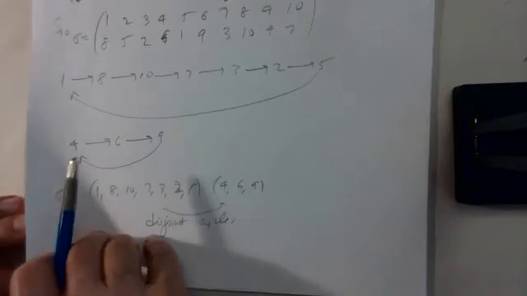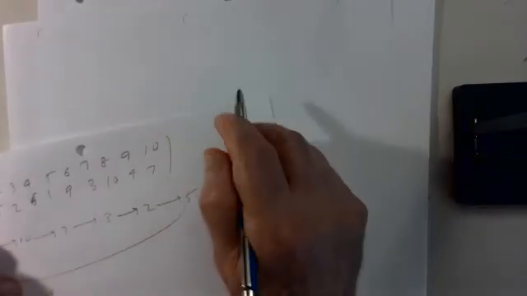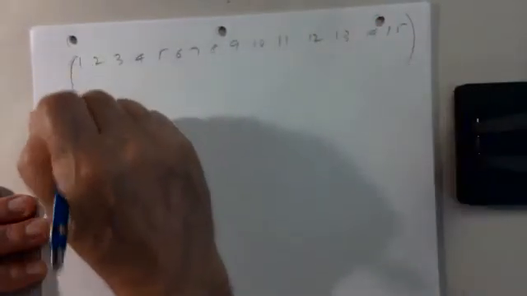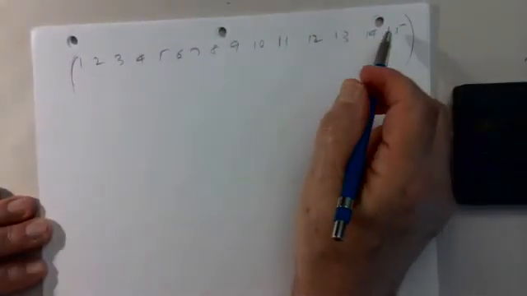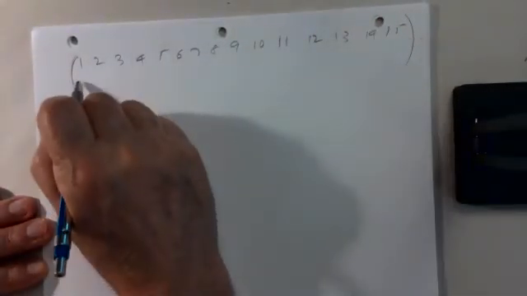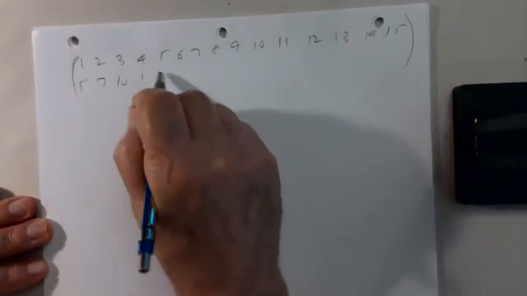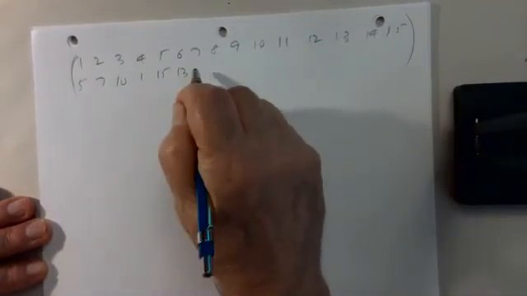So let me just show you another example. Suppose we take a permutation 1, 2, 3, 4, 5, 6, 7, 8, 9, 10, 11, 12, 13, 14, 15. Wow, that's big. So this is going to be a permutation of the numbers 1 to 15. I'll just plug in numbers more or less at random. I don't know. We'll see what happens.